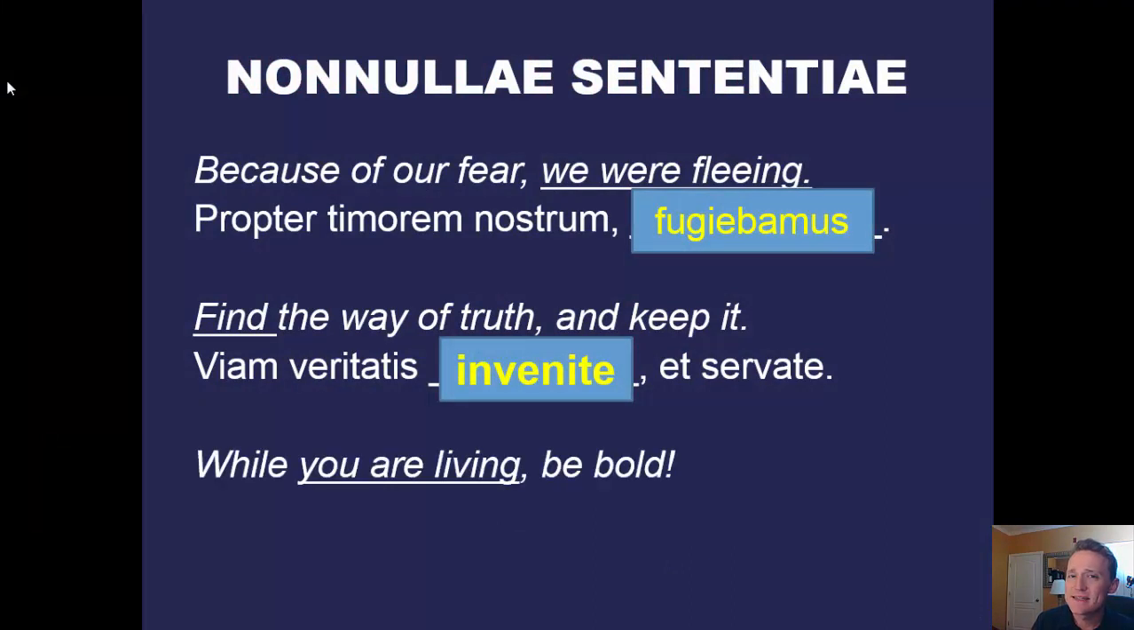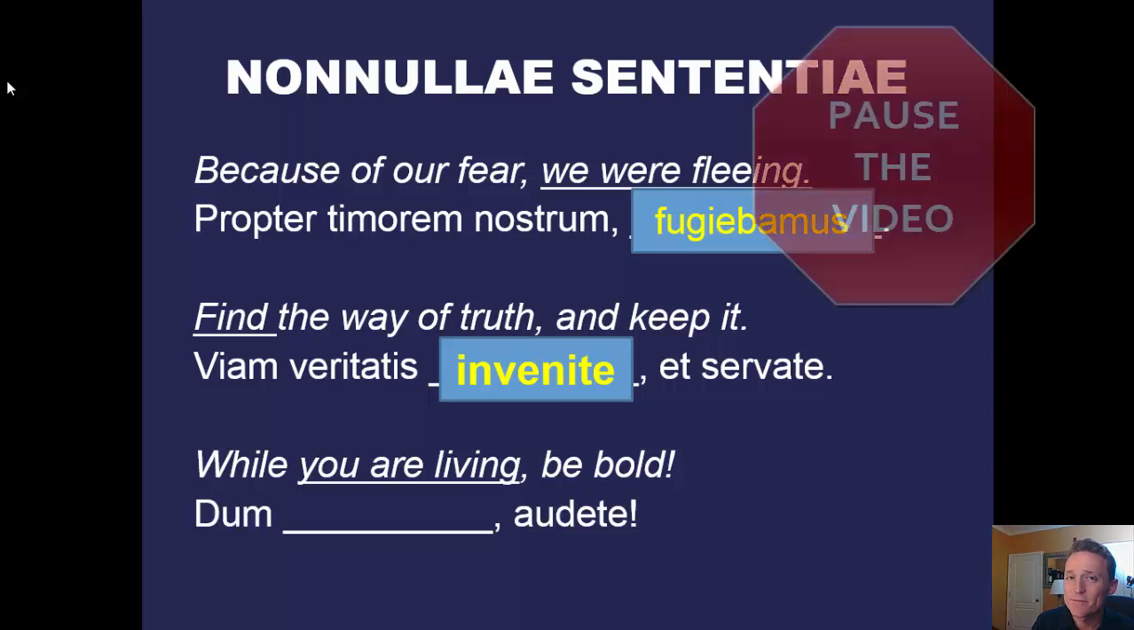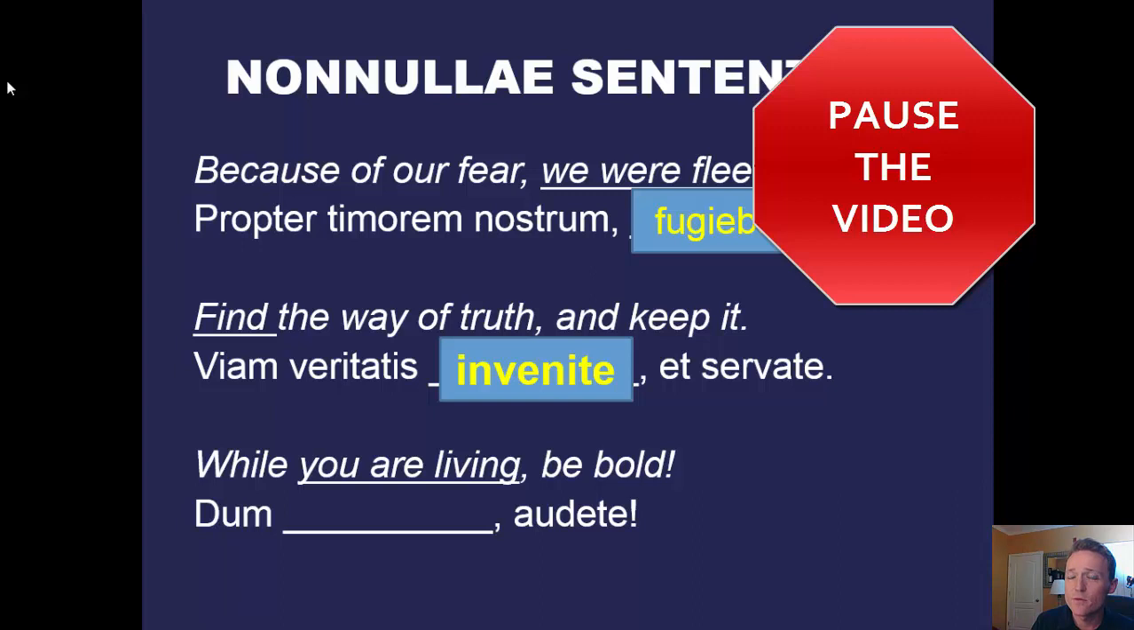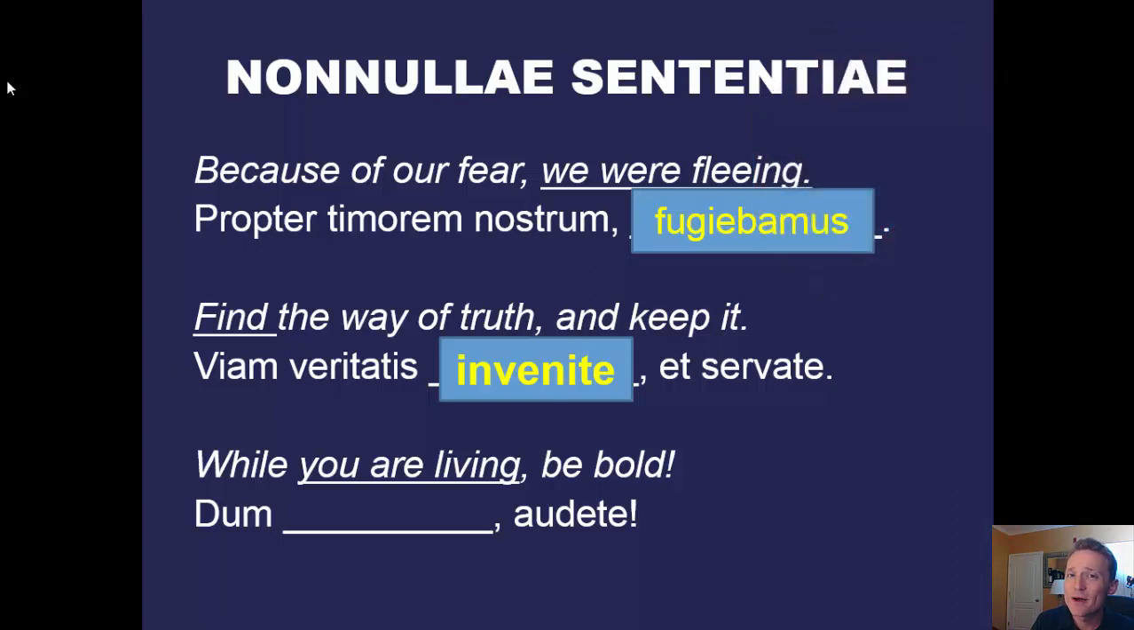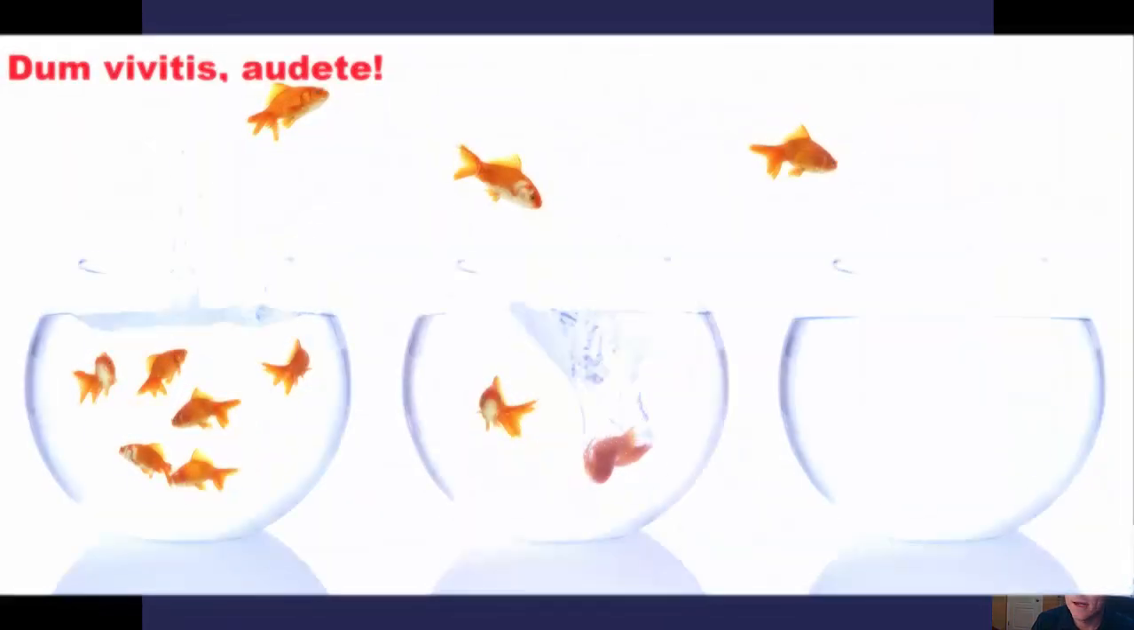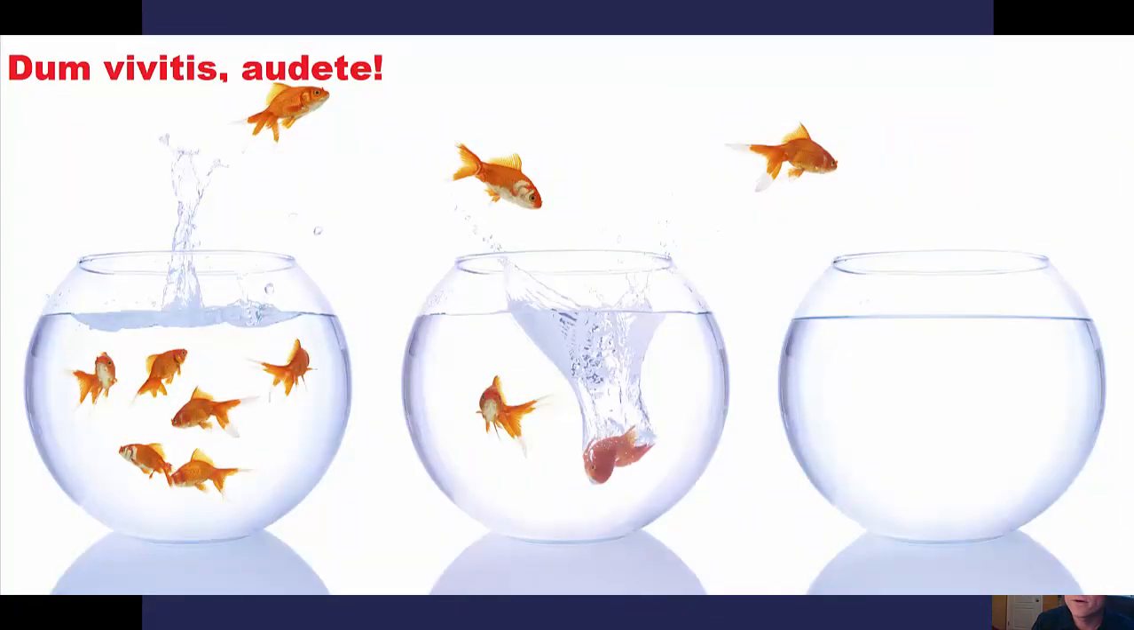For the last sentence, we need to remember the verb that means to live. This also is one of your new vocabulary words. Vivo, vivere, vixi, victum, to live. So for our example sentence, while you are living, be bold. Dum blank audete. Pause the video, write in the correct answer, and resume when you are ready. Did you write dum vivitis audete? If you did, you are correct.